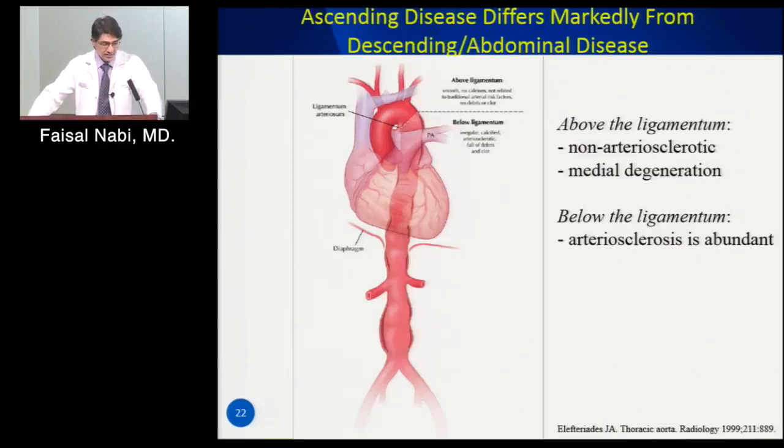So again, this is just a slide showing you how disease above the ligamentum, in the ascending thoracic aorta, which tends to be due to medial degeneration due to genetic disorders, is very different from below the ligamentum, which is an atherosclerotic disease.